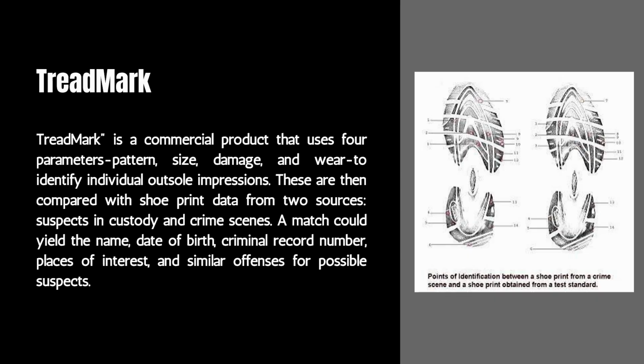Trademark. Trademark is a commercial product that uses four parameters: pattern, size, damage and wear to identify individual outsole impressions. These are then compared with the shoeprint data from two sources. First one is suspects in custody and second is crime scenes. A match could yield the name, date of birth, criminal record number, places of interest, and similar offenses for possible suspects.